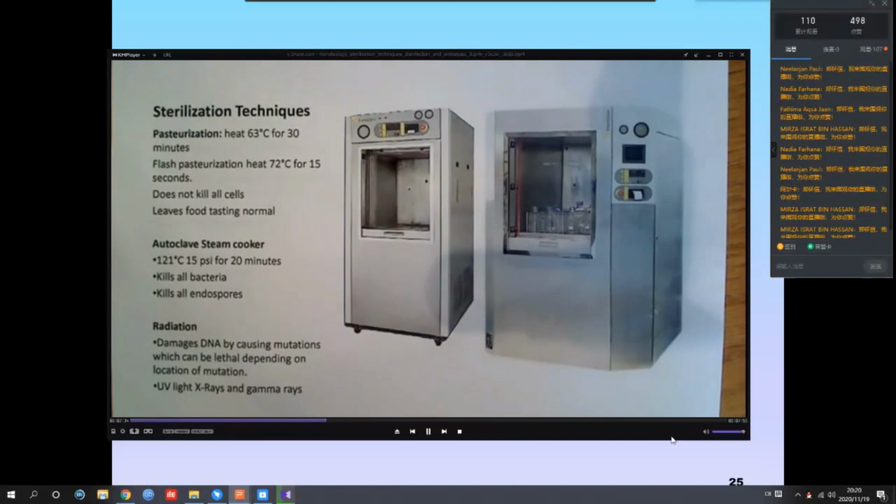Another way to deal with killing bacteria or sterilizing instruments or anything like that is to use radiation, okay? So basically, it damages the DNA, it causes mutations, and depending on where these mutations occur, those mutations can be lethal or maybe they're not lethal. But in most cases, they cause some kind of damage to the organism that decreases its ability to continue surviving. So radiation is another effective way of sterilizing things. So you can use UV light, you can use X-rays or gamma rays being, obviously, the strongest. But in a lot of cases, it's UV light.